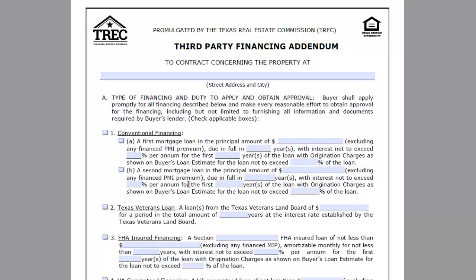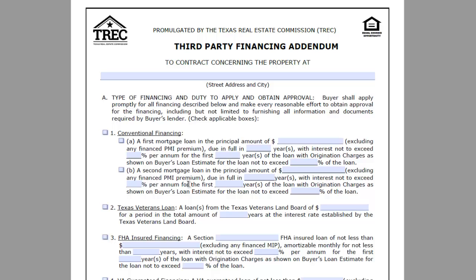This video is to explain the third-party financing addendum. I'm going to go over the whole thing, explain it in detail, tell you what to put in the blanks. I'll explain it a little bit from the buyer's perspective, the seller's perspective, and I'm going to give you a bunch of answers that'll probably answer a bunch of questions that you have.